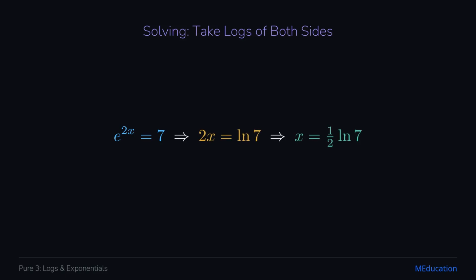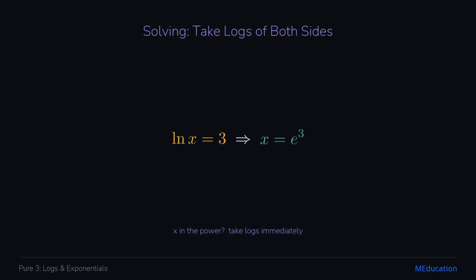The exam loves 2 shapes. First, the unknown in the power, e to the 2x equals 7. Take ln of both sides, the ln and e vanish, leaving 2x equals ln 7, then just divide. The golden rule whenever x hides in an exponent, take logs immediately and watch it fall out.